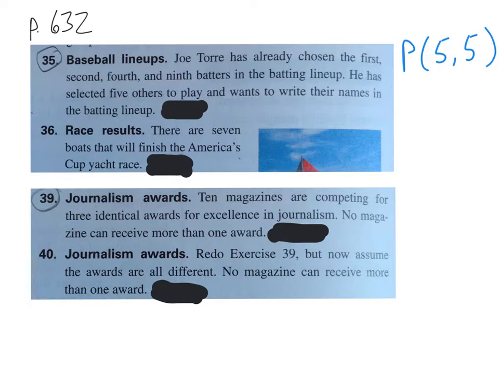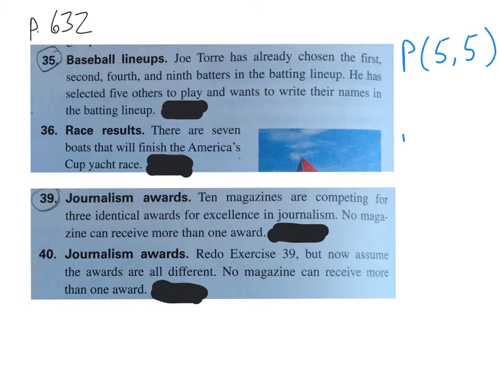Number 36, there are 7 boats that will finish the America's Cup yacht race. Alright, so there's 7 boats. They could come in any place from 1st to 7th place, right? And the question is, does order matter here? Well, I think so, because literally the only thing that matters is what order they finish in, right? 1st place is 1st, 2nd place is 2nd, etc.